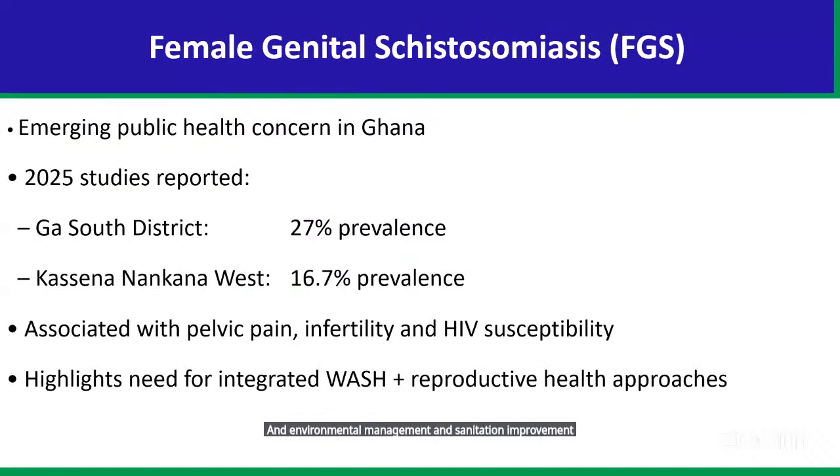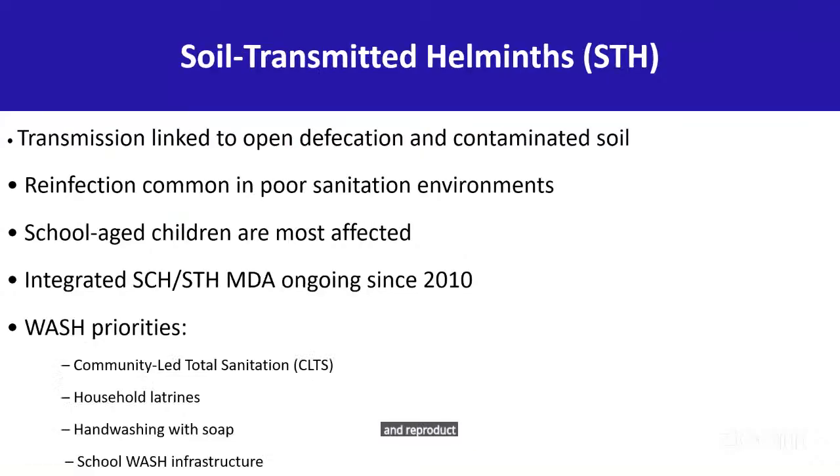Currently, female genital schistosomiasis has become a topical issue. Last year, there was a study in Ghana, and we found a prevalence of 27% in the South district of the Greater Accra region, and almost 17% in the Kassena Nankana West. We all know that female genital schistosomiasis is associated with pelvic pain, infertility, and HIV susceptibility. This highlights the need for integrated WASH and reproductive health approaches.